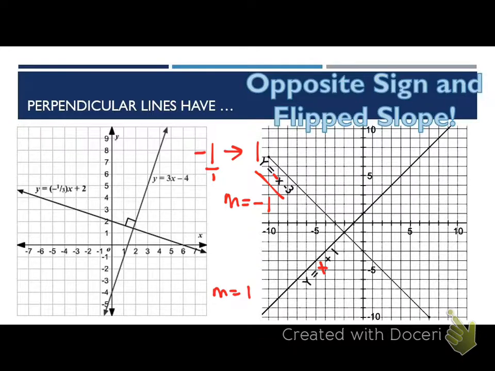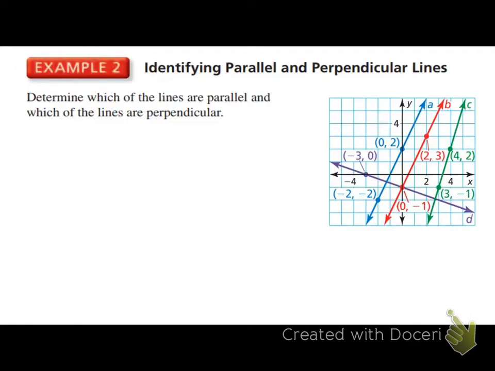If you took a sheet of paper and lined it up here, this forms a right angle. Okay? So here's what we're going to do. This is the last question we do before we tackle our homework. It says determine which of the lines are parallel and which of the lines are perpendicular.